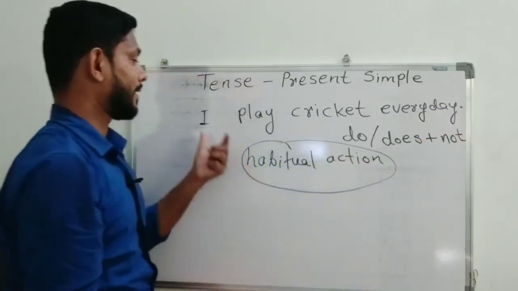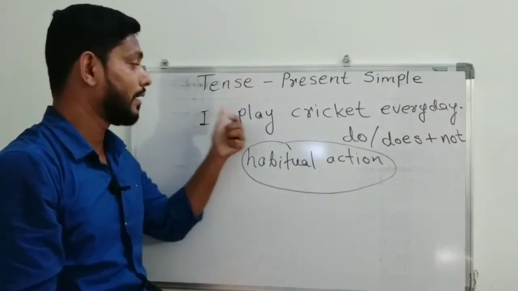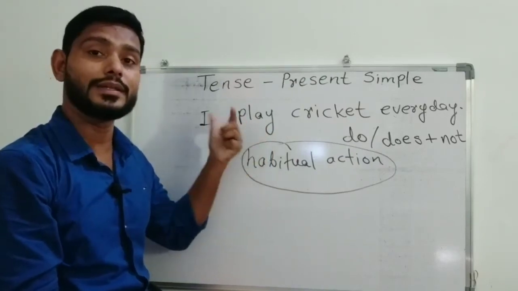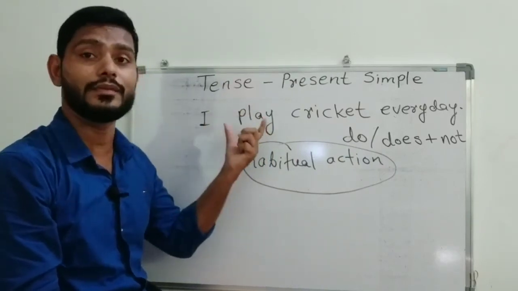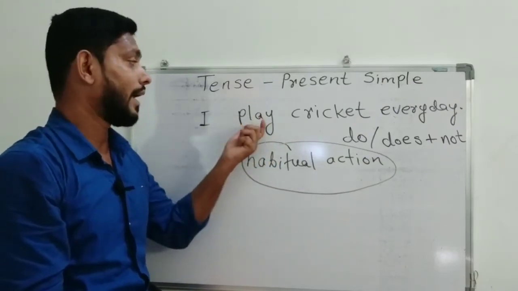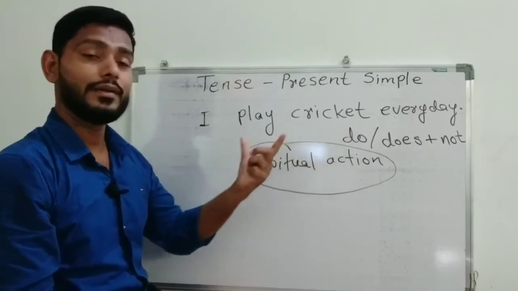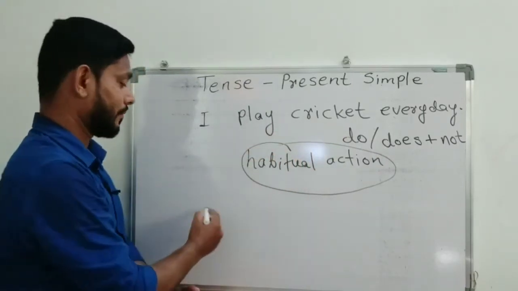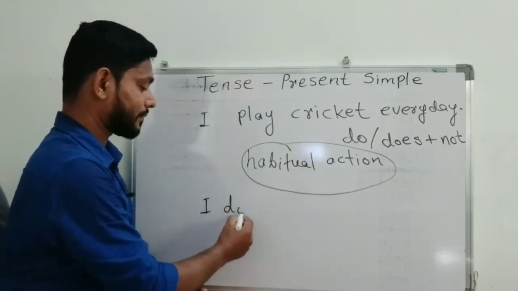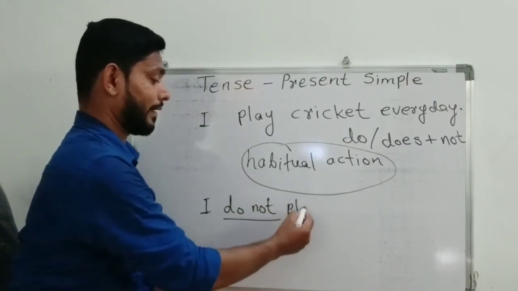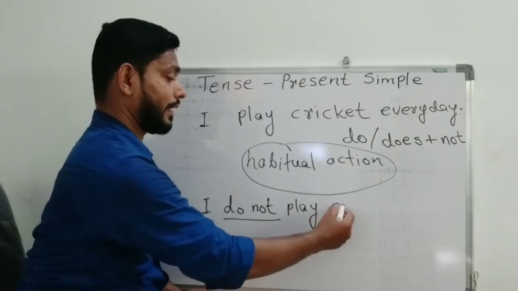Here the subject is first person singular and the verb is in simple base form, also in plural form with the base form, without any s or es addition. So in this structure, I play cricket every day, we can change it to negative by I do not play cricket. I do not play cricket.